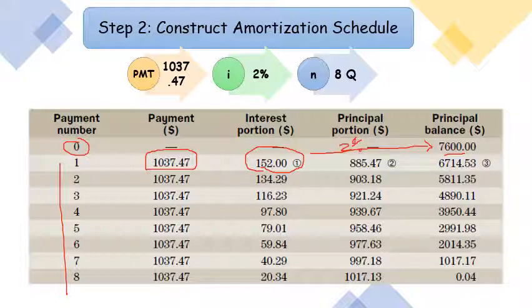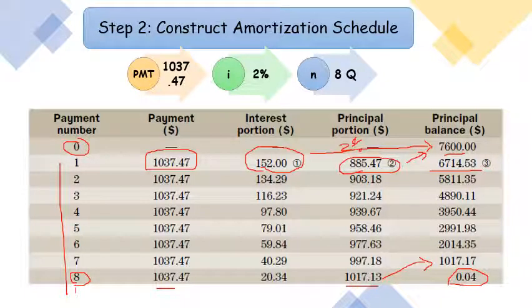7,600, which is 152. But actually, the installment is greater than the interest, so the difference will be 885, which will be used to repay a portion of the outstanding balance of debt. So the 885 will decrease the outstanding balance of debt, which is 7,600, to 6,740, and so on till the end of quarter number 8, in which the principal portion included in this payment is 1,017, which will fully cover the principal balance.